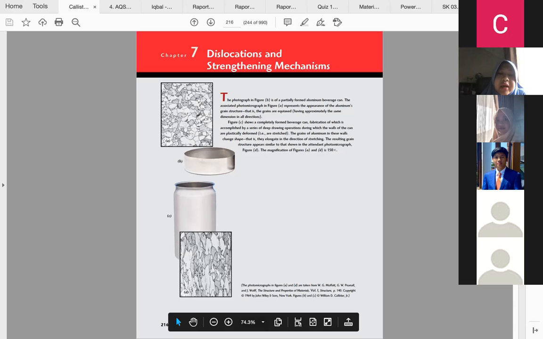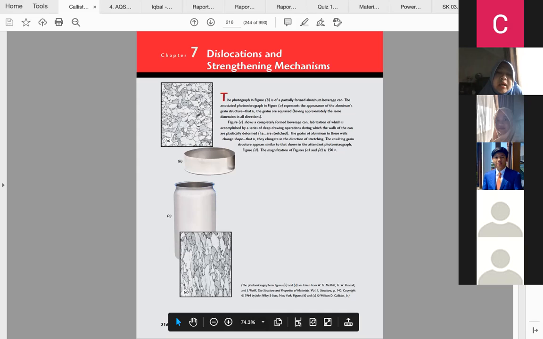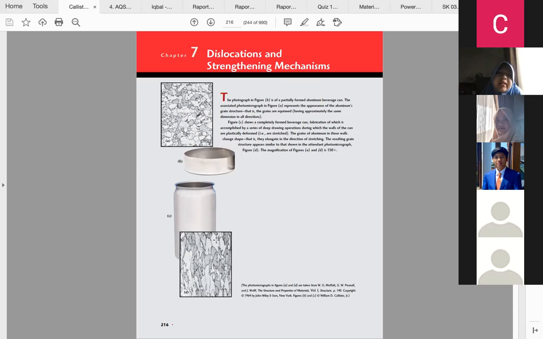Okay, if you look at picture D over here, the grains of the aluminum structure in this wall change shape, and they elongate in the direction of stretching, in the direction of the pulling. The resulting grain structure is shown in this figure D, and in the resulting properties, the area of the grain boundary also becomes stretched and elongated. That means the area between two boundaries will also increase.